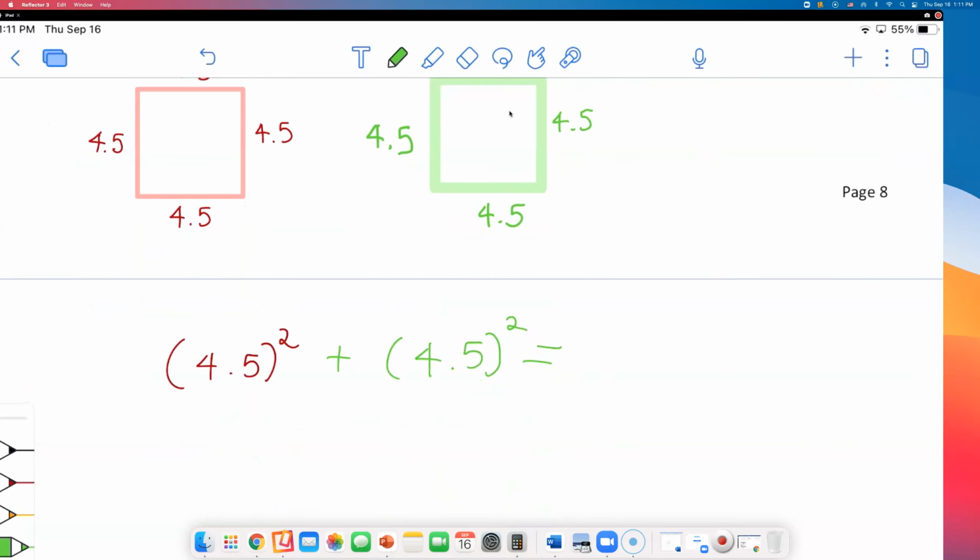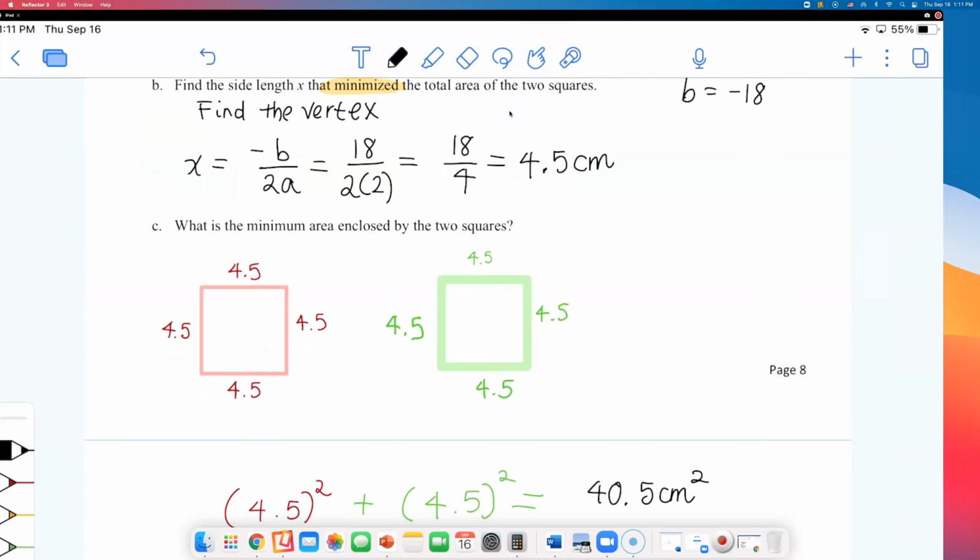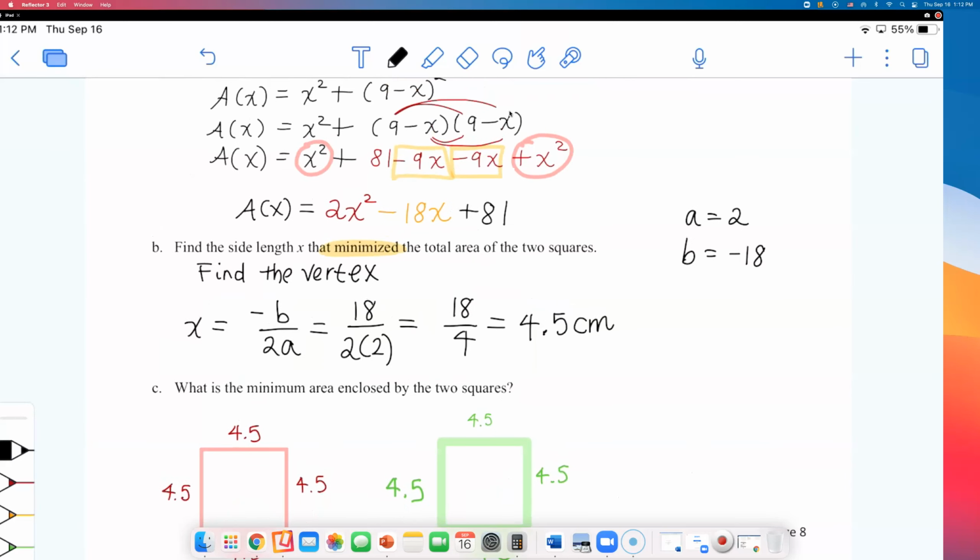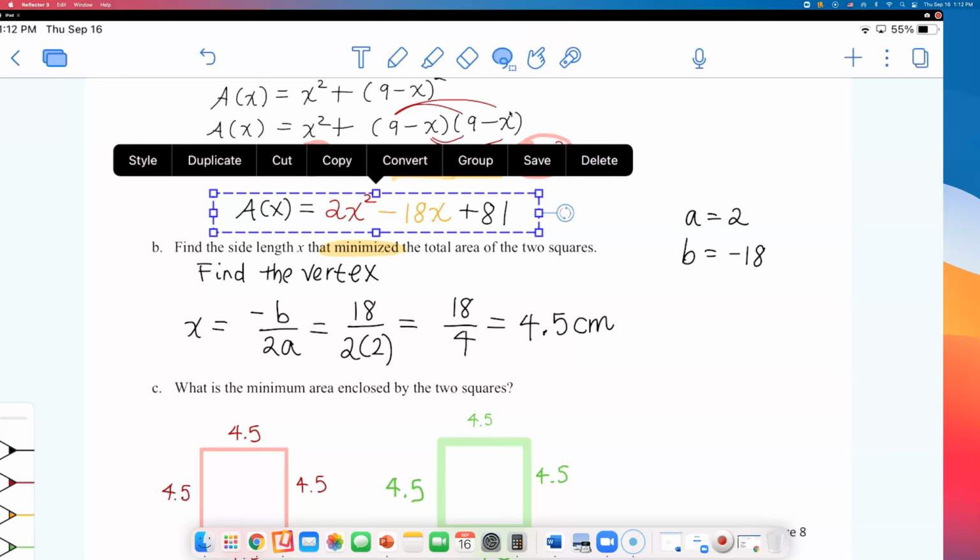The area is 40.5 square centimeters using geometry, right? Because the area is side squared. But what if we use that handy dandy function that we actually wrote? I'll copy this.